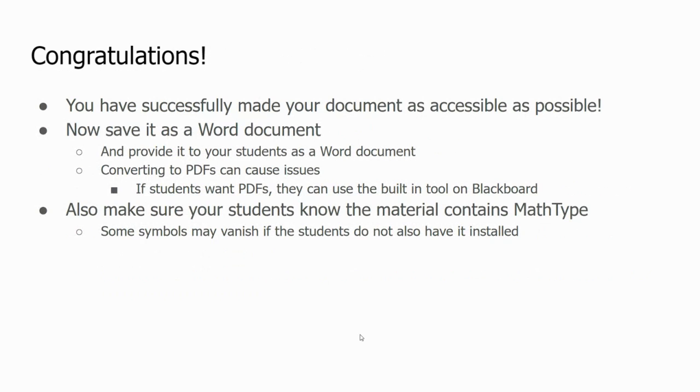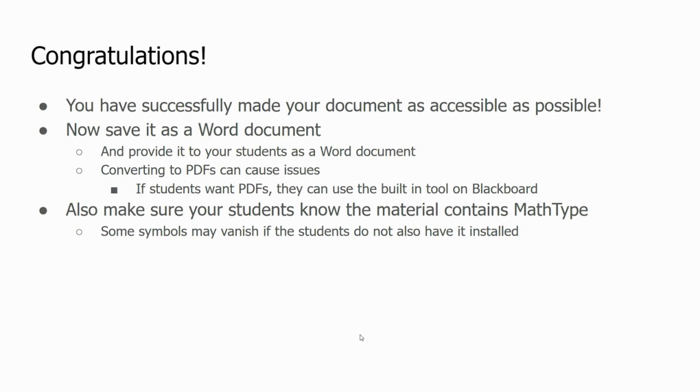So, congratulations. We've successfully made our document as accessible as possible. Now we need to save it as a Word document and provide it to your students as a Word document. Do not convert it to a PDF. If your students want PDFs, they can use the inbuilt tool on Blackboard to download it as an alternative format.